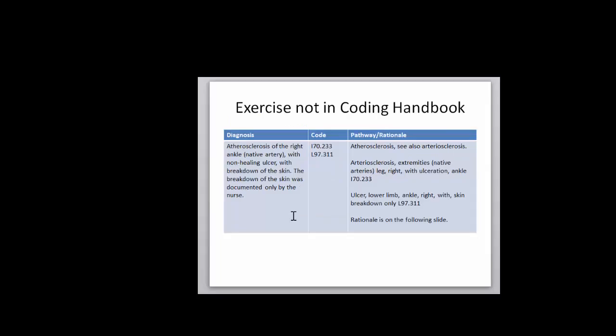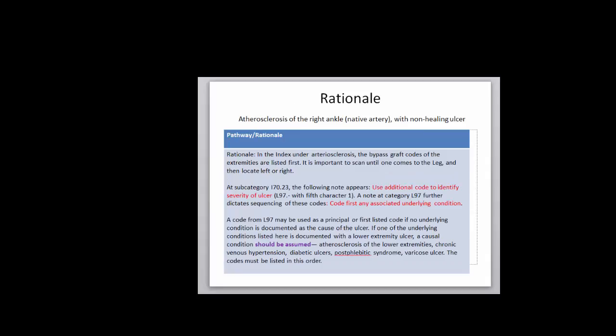I wanted to bring this one to your attention because when you start looking in the code book, in the index, when you get into atherosclerosis or arteriosclerosis, it gets very busy. And you really have to watch your indentations in the index so that you go to the right one. And there's a pathway. On the next page in the rationale, I mention that the bypass graft codes of the extremities are listed first. So you really have to keep reading down and watching your indentation until you get to the leg, and then you can locate left or right.